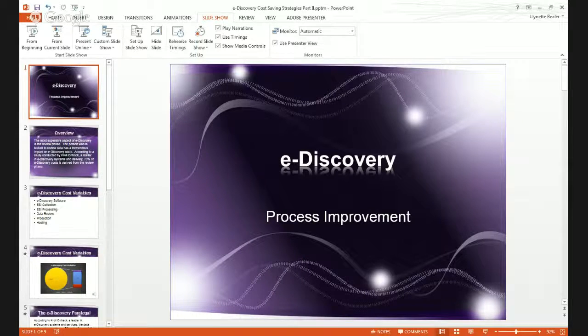Now, eDiscovery is often considered to be the most expensive aspect of litigation. And within the eDiscovery process, the review phase is the most expensive of all the phases. There's various phases. You have the process phase, you have the collection phase, review phase. These are different phases within eDiscovery.